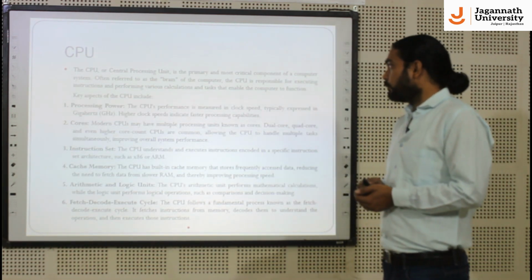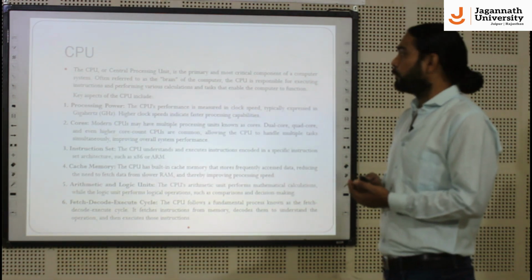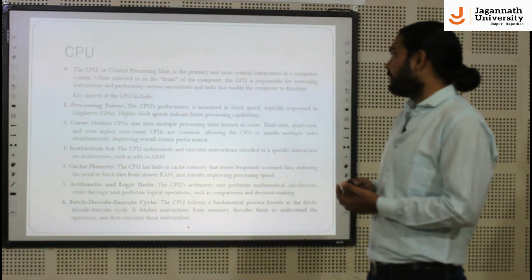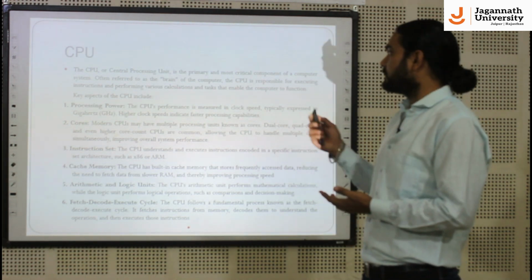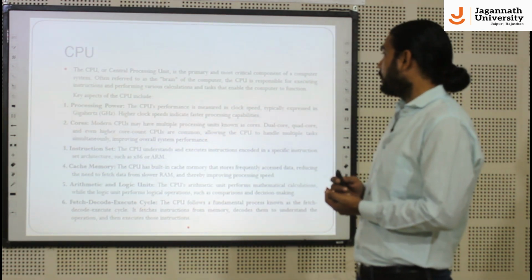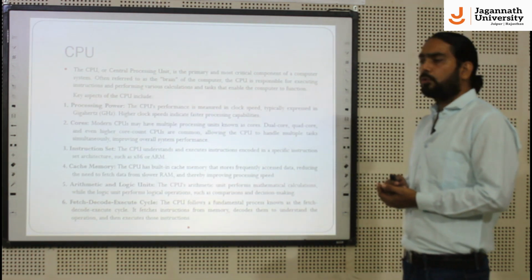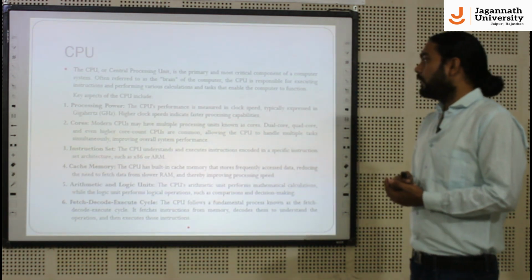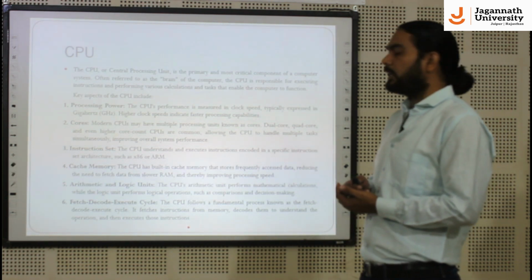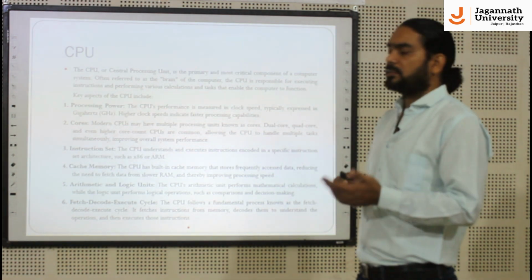When we talk about the CPU, the key aspects of the CPU include the processing power. The CPU has processing power measured in gigahertz. Higher clock speed indicates faster processing capabilities. So this is the key specification of the CPU. Second one is the core. Modern CPUs have multiple processing units called cores: dual core, quad core, and even higher core count CPUs are common, allowing the CPU to handle multiple tasks. Using the cores, we can handle multiple tasks and improve our system performance.